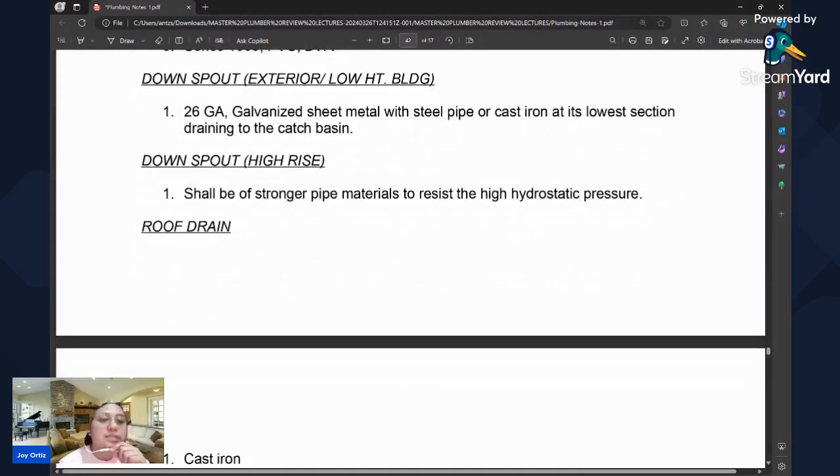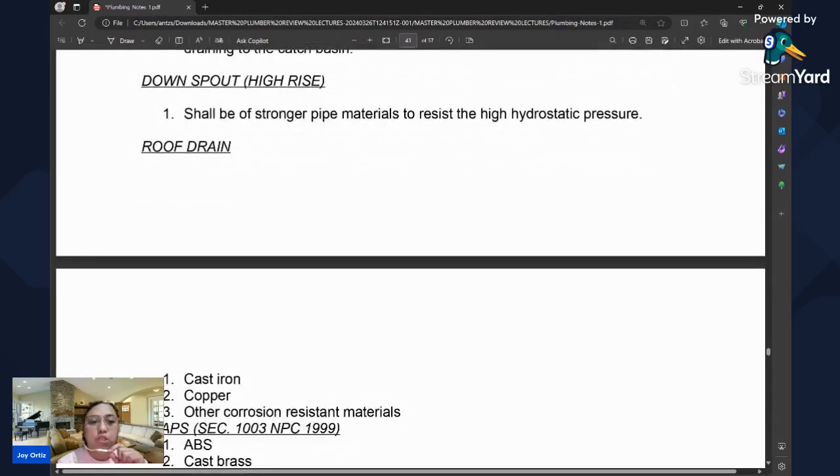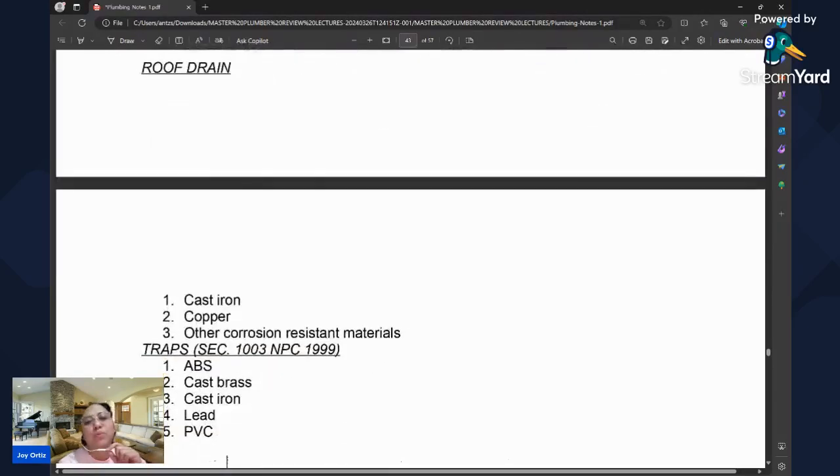For the high-rise, it shall be a stronger pipe. It should be stronger because the higher the place, the higher the pressure. If it is located high, the pipe should be more durable, because there's a possibility it cannot withstand the pressure at a high location. So we need stronger pipe materials to resist the high hydrostatic pressure. It might burst.